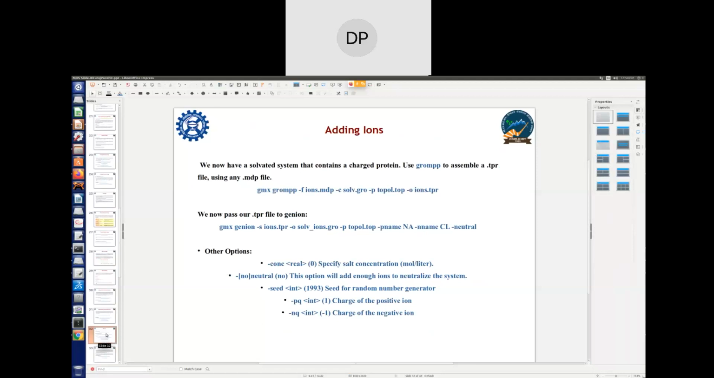Okay, so now is adding ions. After creating the box, you need to add ions to neutralize your system. For this you have a command like gmx genion, based on the charge of your system. You need to add a counter ion. If it is negative, you need to add positive Na, or if it is positive, you need to add chloride ion. Based on that, it replaces particular solvent molecules, and it occupies space in the simulation box.